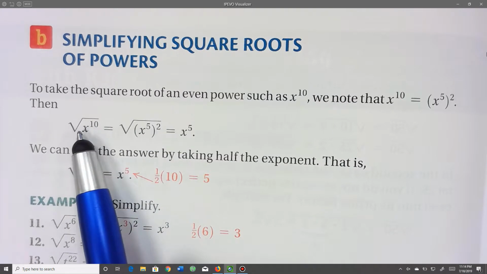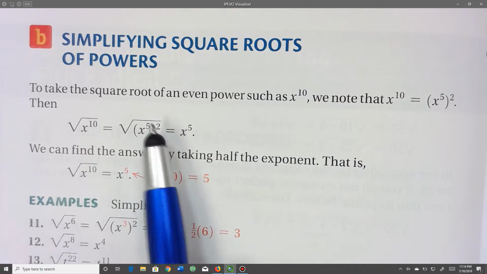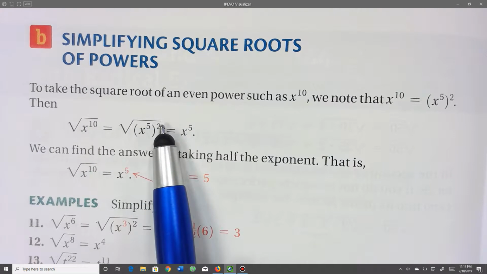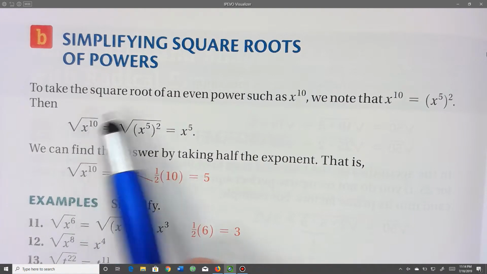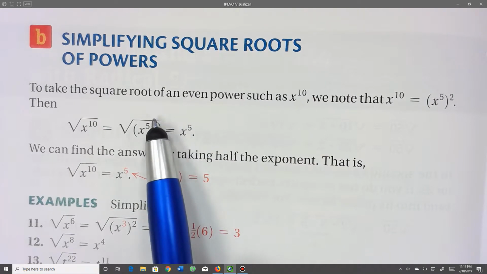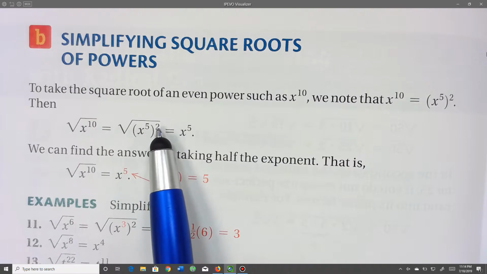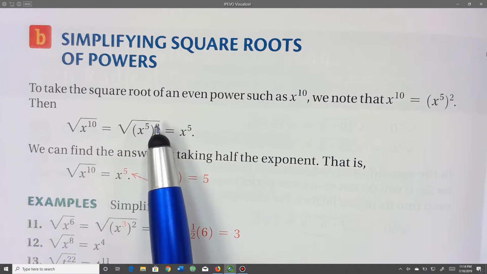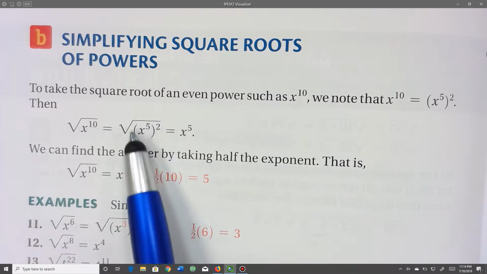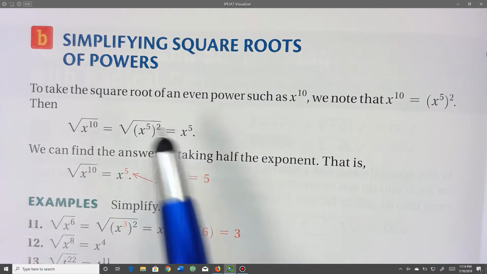They just turned this x to the positive 10 into x to the 5th power raised to the 2nd power. Remember the rule for raising exponents to other exponents: it's multiplication. So 5 times 2 is 10. Whenever you have even numbers, you should be able to get them in powers of 2 and not get any remainders. In this case you're going to have exactly 5 pairs of x times x, which is what they're telling you here: x to the 5th raised to the 2nd power.